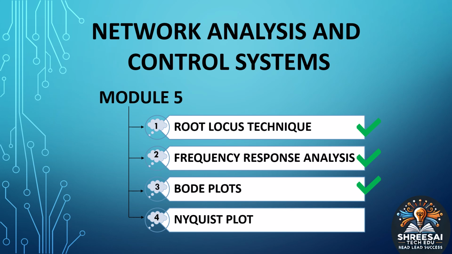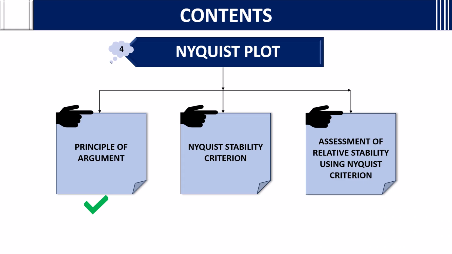I have already completed Module 1 and Module 5's first, second and third chapters. Now in the fourth chapter, Nyquist plot, we have already seen one topic. Today we will learn a new topic, the Nyquist Stability Criterion. The principle of argument we saw in the last video. In this video, I am going to cover the Nyquist Stability Criterion.